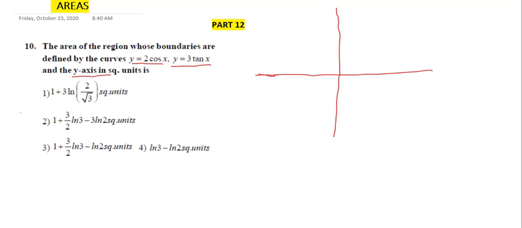Now see here, y is equal to cos x. Cos x range is -1 to 1, but multiplied by 2 the range becomes -2 to 2. So we get the graph like this. This is the y is equal to 2 cos x graph. Here the point is 2. Now y is equal to 3 tan x, so approximately we get it like this.